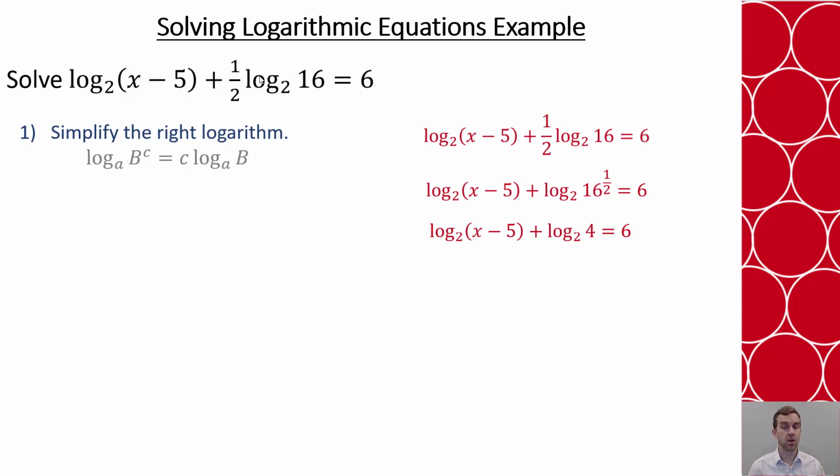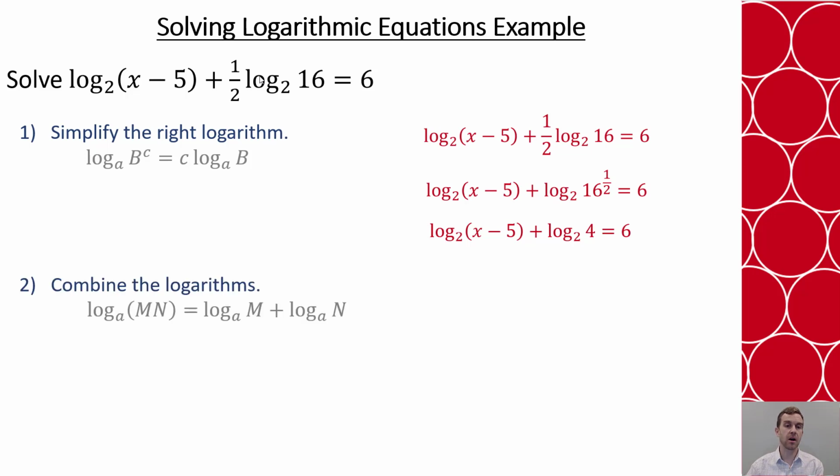Now we have log base 2 of the quantity x minus 5 plus log base 2 of 4 on this left side. If we remember our logarithm rules, when we have two logarithms with the same base being added, that is like taking their inside components and multiplying them together. So let's combine them back to one logarithm. And we're going to multiply our two interior components. So that's the quantity x minus 5 times 4. So I can distribute that 4 to both terms. So this is log base 2 of 4x minus 20 equals 6.